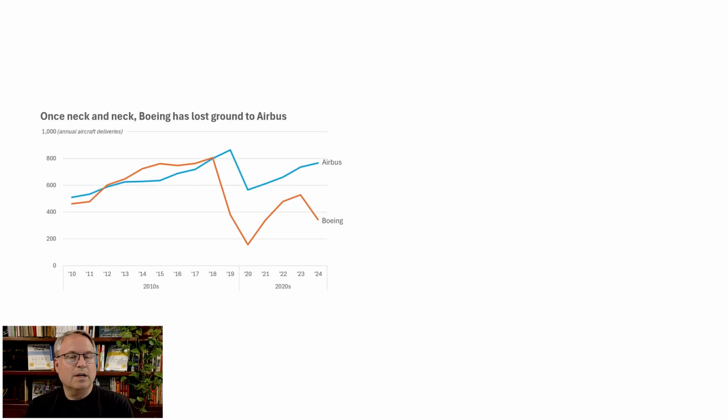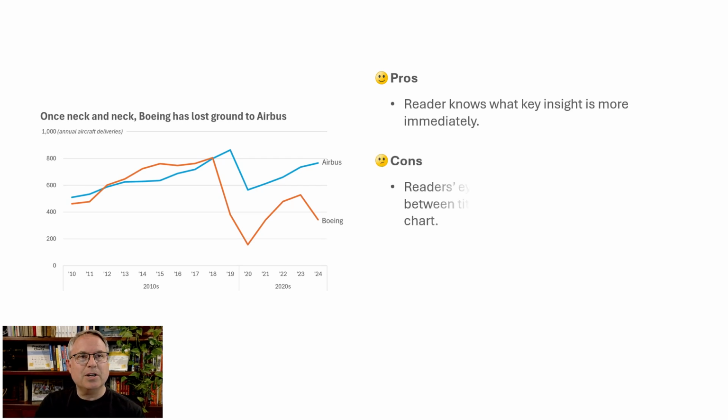starting with the pros of the more, I guess, common approach, which is that, well, the obvious one is that the reader knows what the key insight is almost immediately, right? It's right there. There's almost like the headline of an article. But I think that's really the main pro, which is significant. But there are some downsides, there are some cons as well.